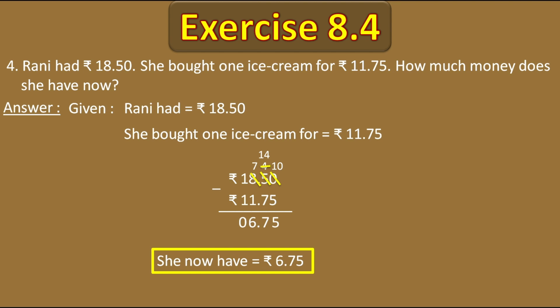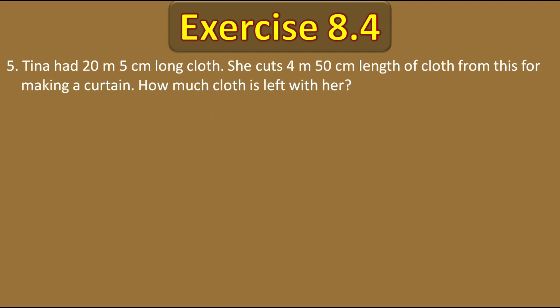Okay. Now the next question is the fifth one. Tina had 20 meters 5 centimeter long cloth. She cuts 4 meter 50 centimeter length of cloth from this for making her curtain. Okay. So how much cloth is left with her? So let's write first the given things.